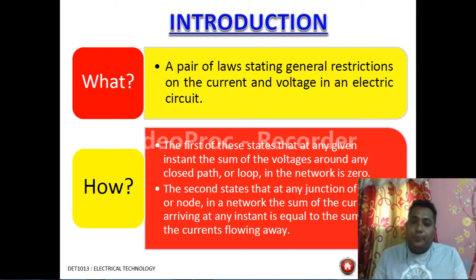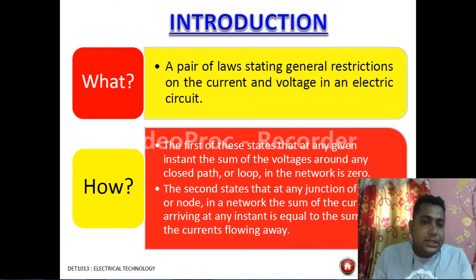And next is the how. The first of these states that at any given instant, the sum of the voltages around any closed path or loop in the network is zero. That means it is telling us about KVL. I know you know that one, so here we are just recapping this concept, and we are going to solve different problems. The second states that at any junction of paths, or node, in a network, the sum of the currents arriving at any instant is equal to the sum of the currents flowing away. So that is KCL actually. The total incoming current is equal to the total outgoing current. These are the two laws by which we are going to analyze any kind of electrical circuit.